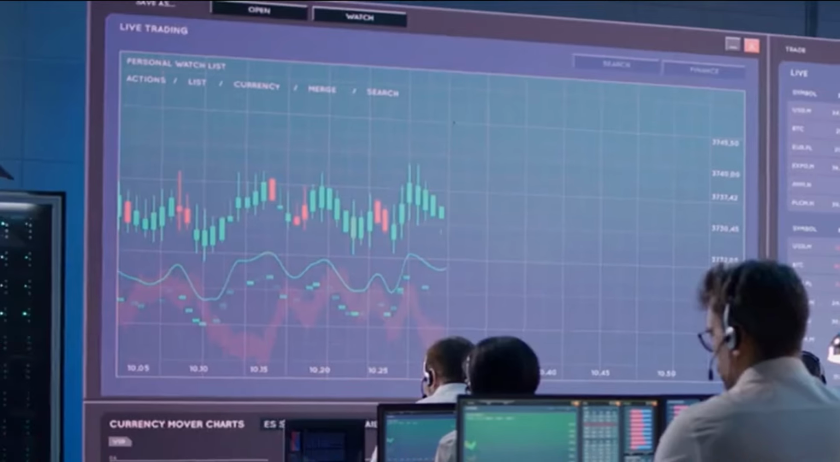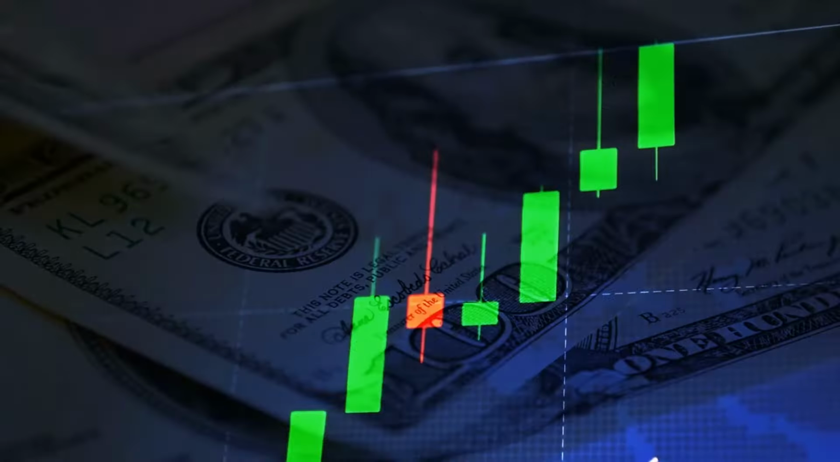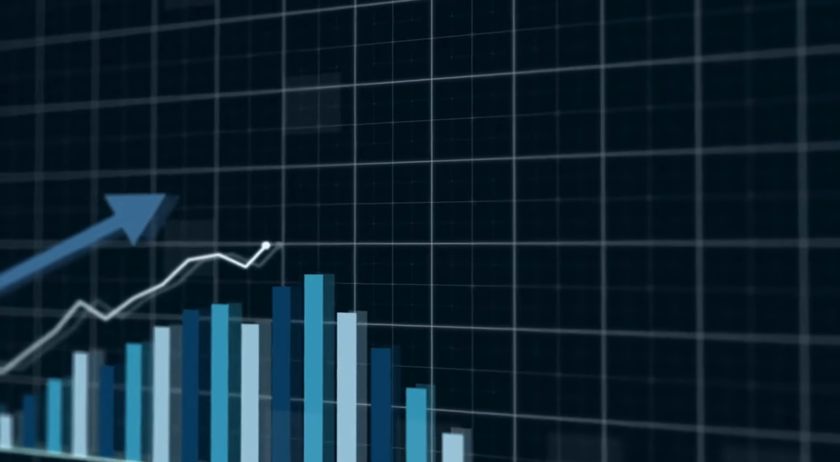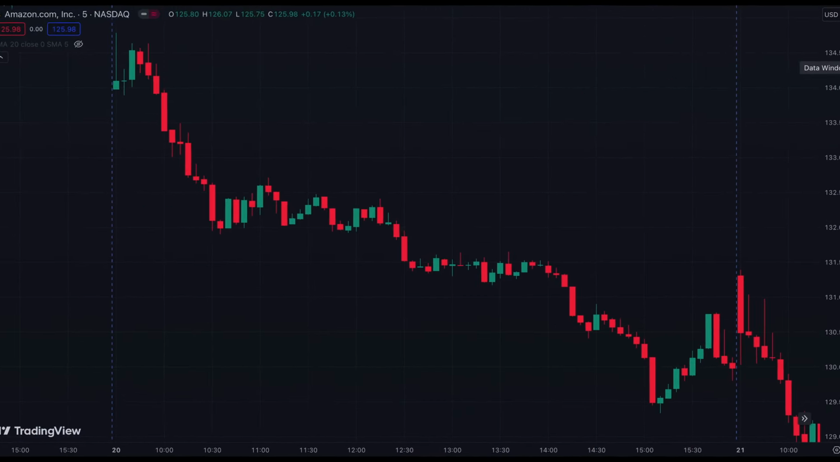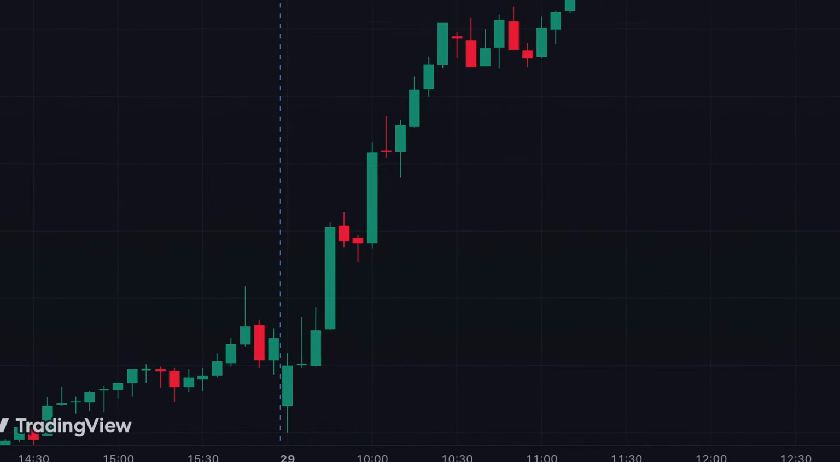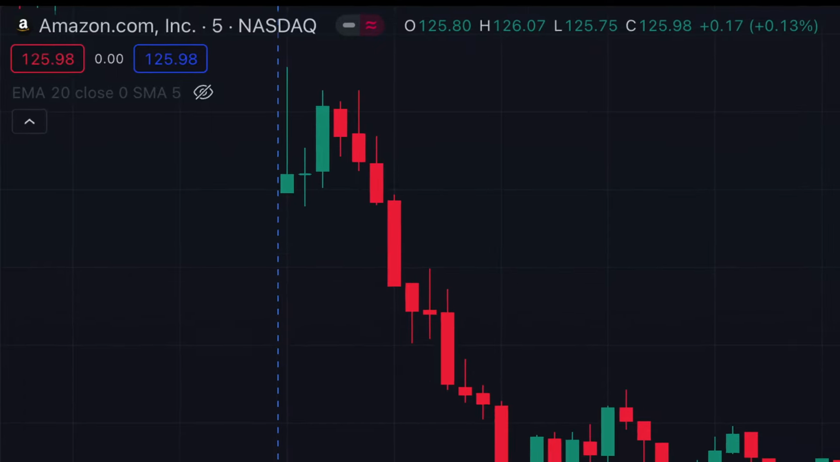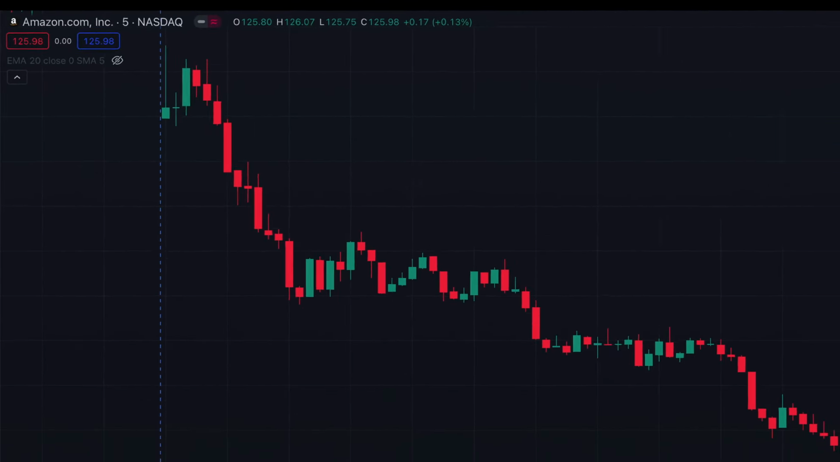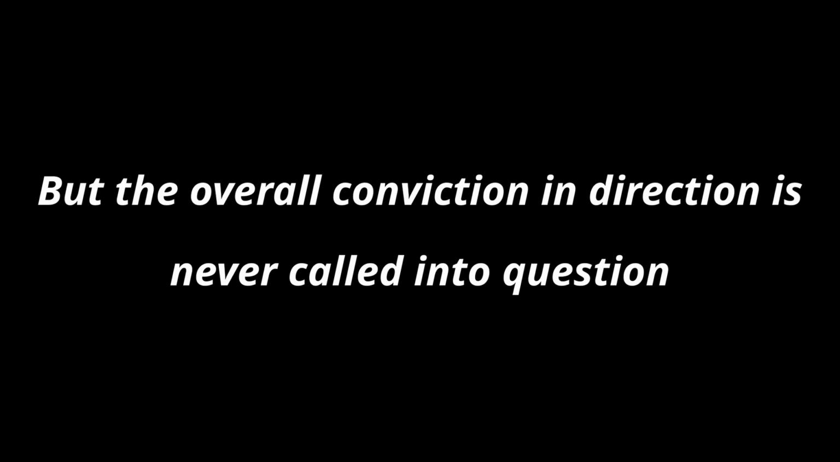Market day type 1. Trend day. This is the most aggressive type of day because market participants have the strongest conviction about direction on this day. Market opens strongly and moves convincingly in one direction. It could be either a bullish trend day or a bearish trend day. On a bullish trend day, market opens at the day's low and closes near the day's high. Similarly, on a bearish trend day, market opens at the day's high and closes near the day's low. There might be some pullbacks in the market, but the overall conviction in direction is never called into question.